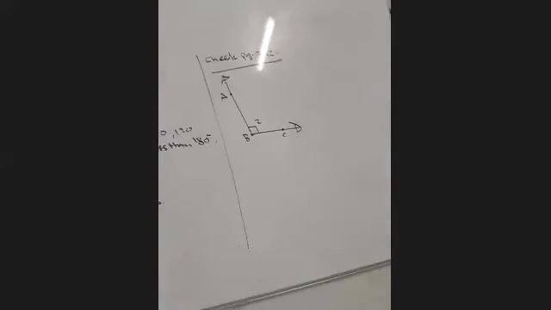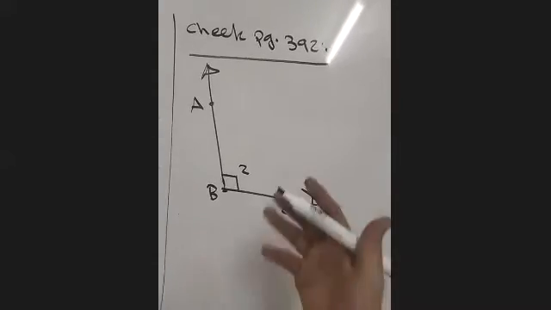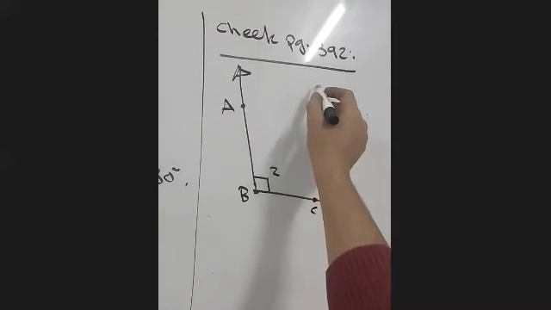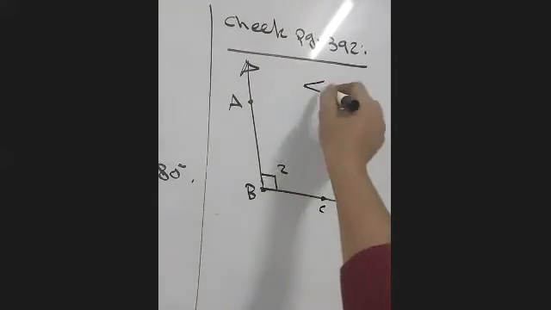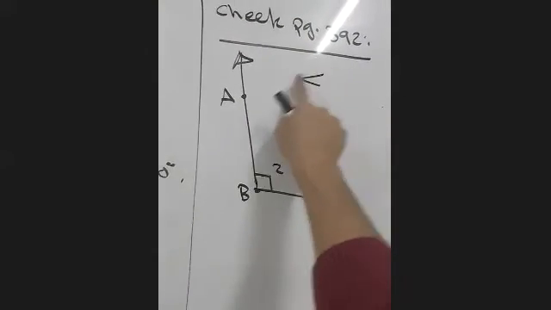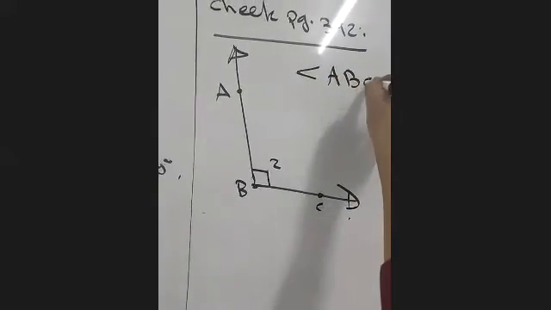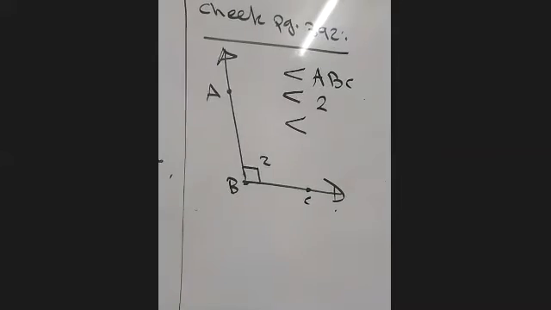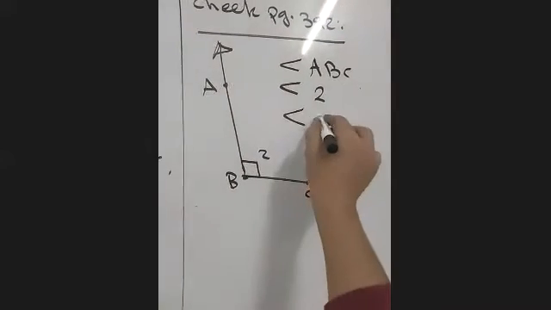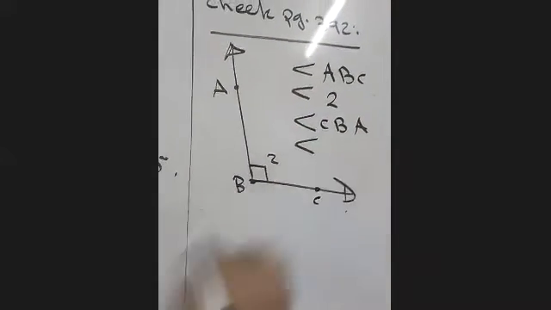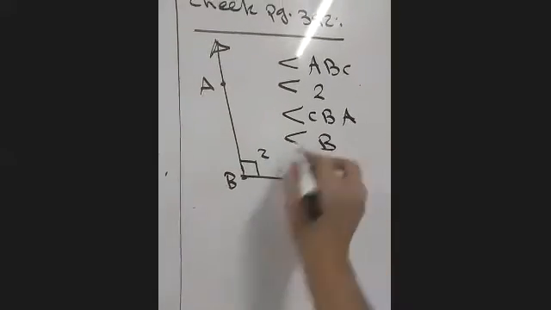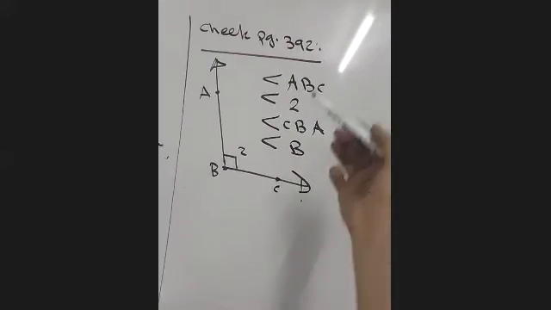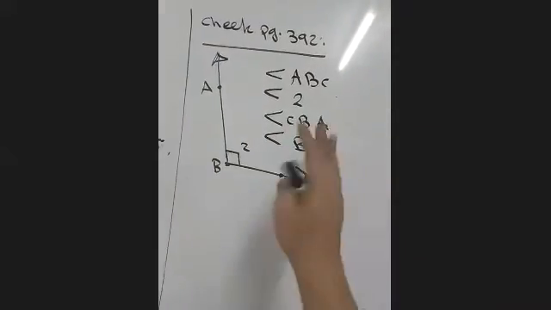Give me the first name of this angle. Angle ABC. Or we can say angle 2. Guys, don't forget, angle ABC. Good. Angle 2. Angle CBA. Angle B. Excellent. These are the 4 names. Of course, you can use any name. Not all 4, any name of them is valid.